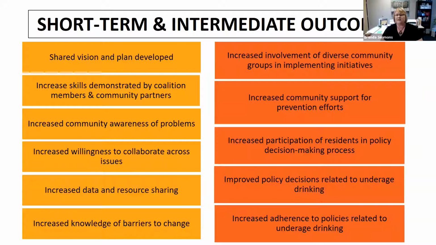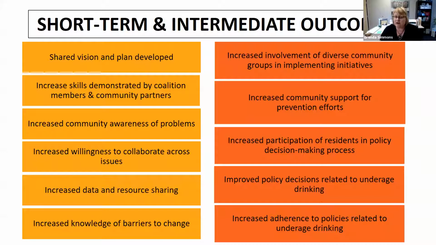So communities need to embrace the types of policy changes that you're trying to create. And so do the diverse community groups. And the policymakers need to hear from these diverse community groups. So you get them on board, and you end up with increased participation of residents in policy decision-making, improved policy decisions related to underage drinking, increased adherence to policies related to underage drinking. And you can see how those things can impact your long-term outcomes.